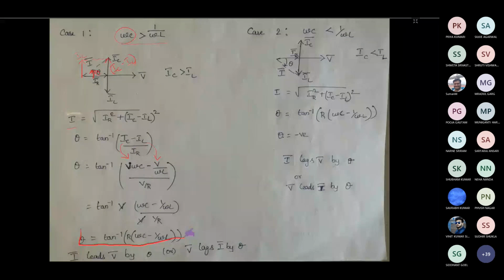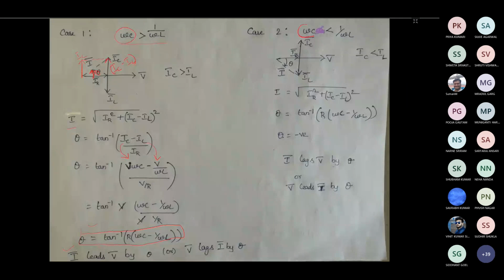That value will always be positive, irrespective of whichever formula or method you use. The current will be same for all the things. I mean, the theta will be same for all the things. So the conclusion is that when omega C is greater than 1 by omega L, the I will be leading the voltage by an angle theta, or in another way you can say that V lags I by theta. So that is the first case.